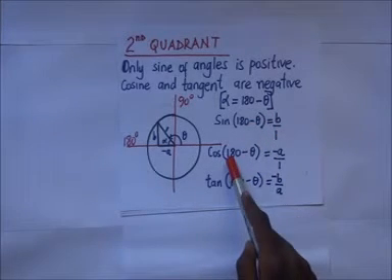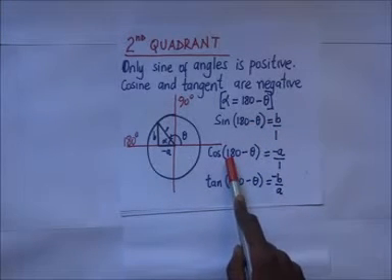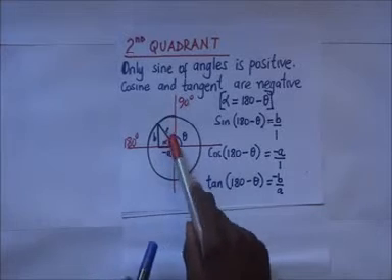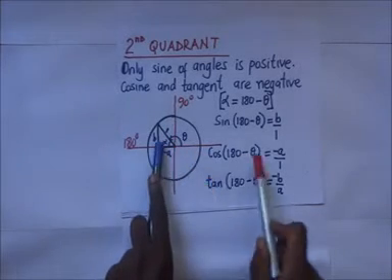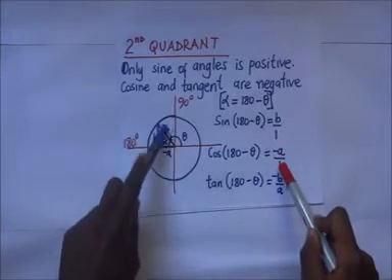Then the cosine, we know cosine is going to be equal to adjacent over hypotenuse. Now cosine of alpha is the adjacent. The adjacent one is a negative over hypotenuse, which is 1.